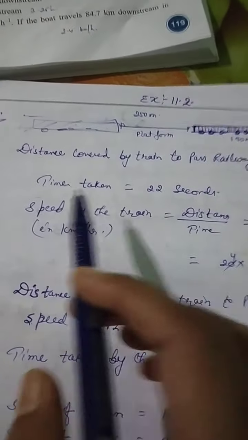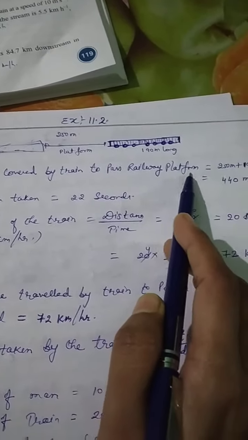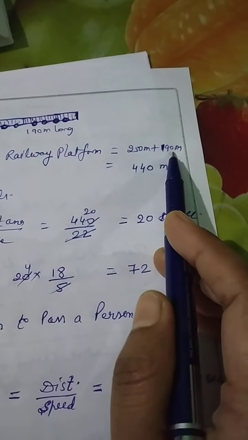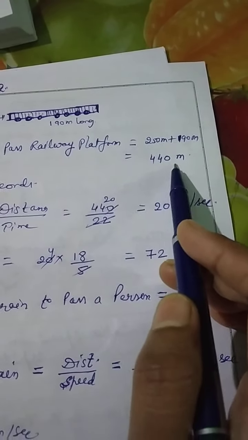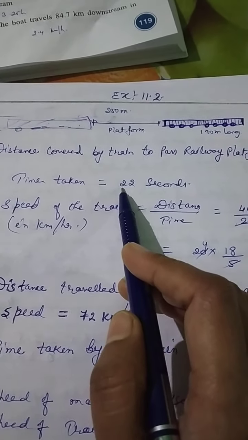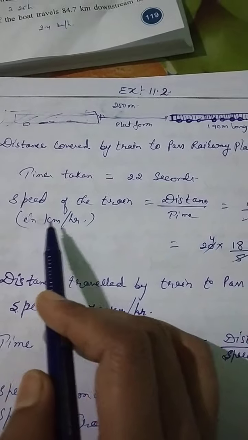this platform. So we will write: distance covered by the train to pass the railway platform is equal to 250 meter plus 190 meter, that is the length of the train. Add this, we will get 440 meter is the distance. And time is already given, that is 22 seconds. So we have to find out the speed of the train in kilometer per hour.